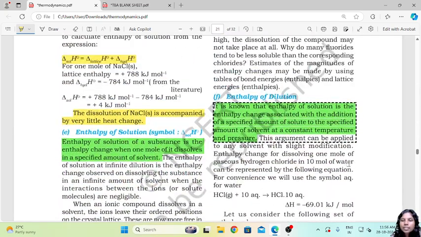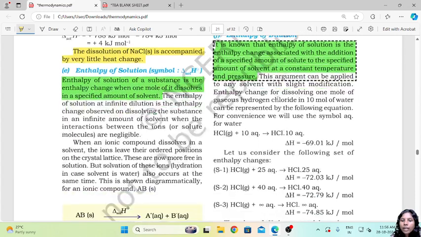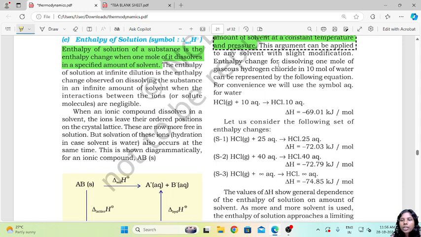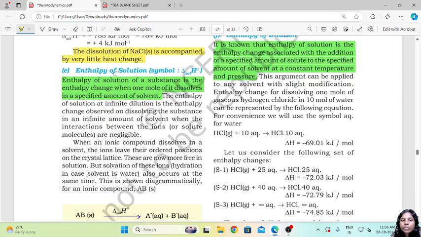Now next we'll look at enthalpy of dilution. It is known that the enthalpy of solution is the enthalpy change associated with the addition of a specific amount of solute to a specified amount of solvent at constant temperature and pressure. This argument can be applied to any solvent with significant modification. Now the enthalpy change for dissolving 1 mole of gaseous hydrogen chloride in 10 moles of water can be represented by the following equation.